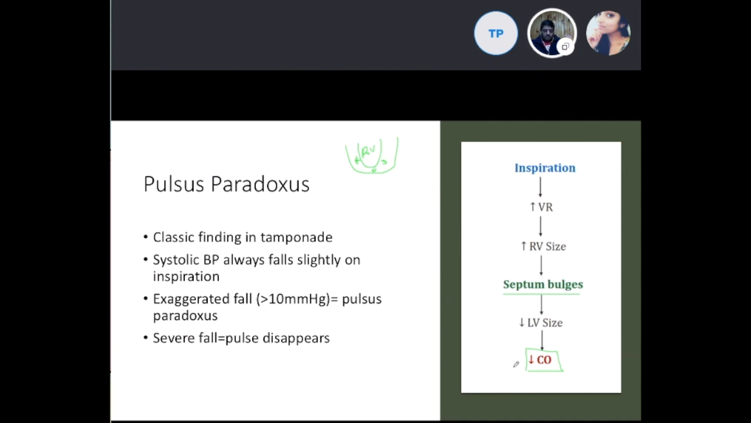I guess I have a side note here. When you have an increase in venous return, your tricuspid regurgitation and right-sided heart murmurs get louder with inspiration, because you have the increase in venous return and increase in right ventricular size. So that's how you can also think about why right-sided heart murmurs get louder.